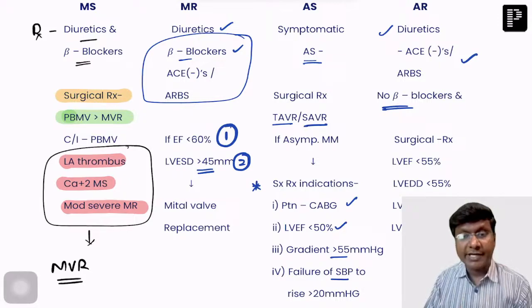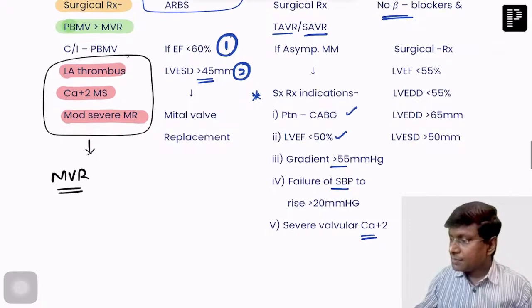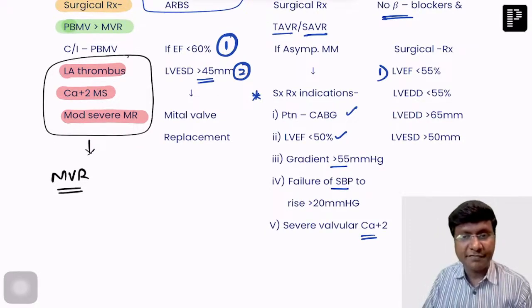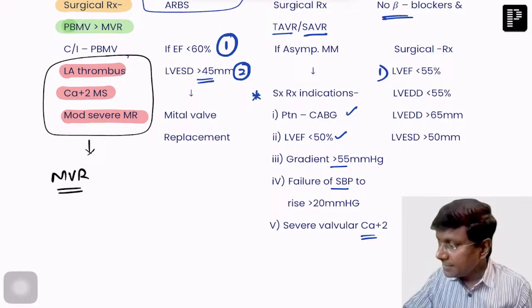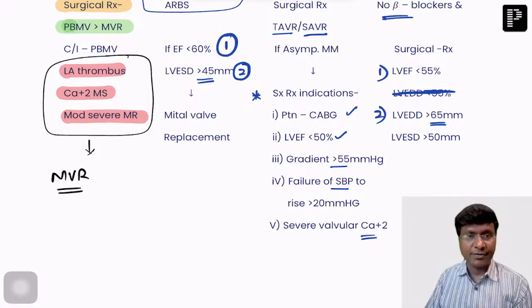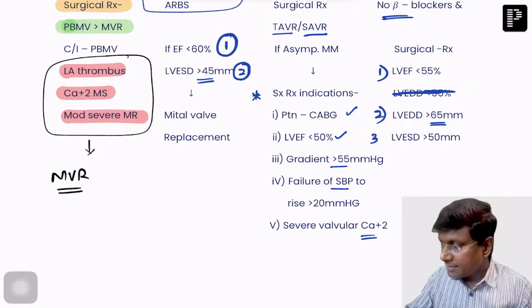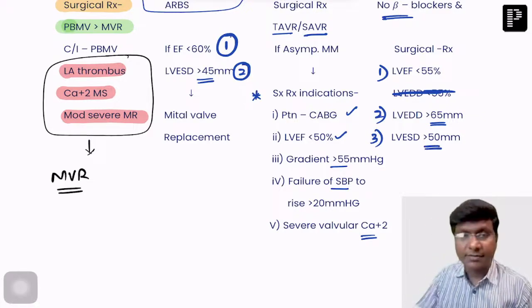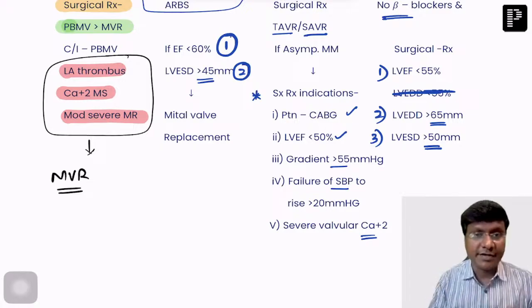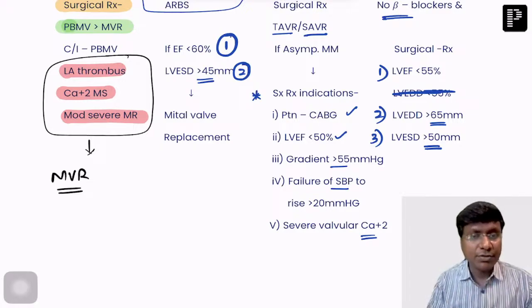Then what are the indications for surgical treatment? Number one, LV ejection fraction reduced to less than 55%. Number two, LV end diastolic diameter increased to more than 65 millimeters. Number three, LV end systolic diameter more than 50 millimeters. So these are the indications for surgical treatment. Okay, so this is about the AR.